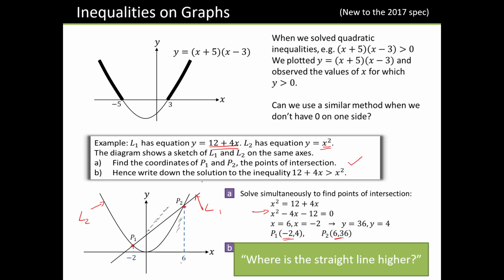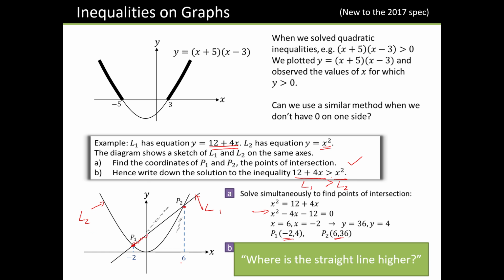Well, we're going to write down the solution to the inequality 12 plus 4x is greater than x squared. So what does this really mean? 12 plus 4x is line 1. x squared is line 2. So the question is just trying to say to you, when is line 1 greater than line 2? Greater than you can think of as meaning higher up, having bigger y values. When's line 1 above line 2?